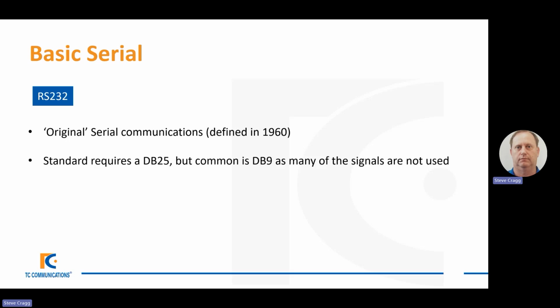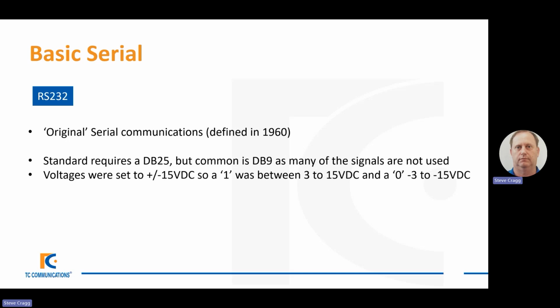The original standard required a 25-pin connector. It was pretty common after that to drop that down to a 9-pin connector because so many of the signals that were actually defined are simply not used. Voltages for this are set to plus or minus 15 volts DC. So a 1 was between 3 and 15 volts DC, and a 0 minus 3 to minus 15 volts DC. So that really was the standard.